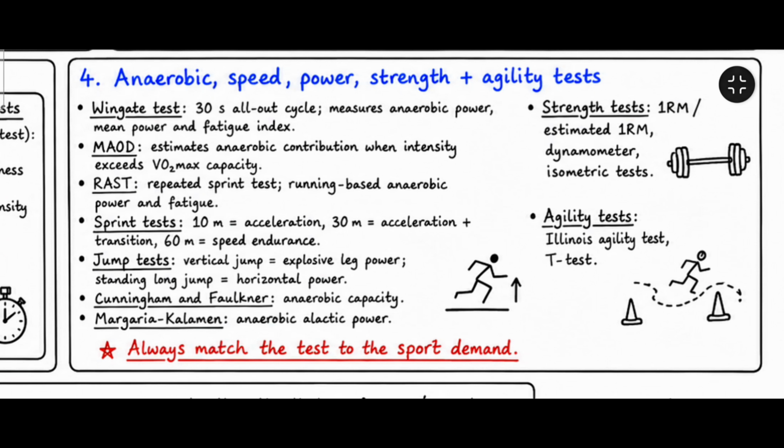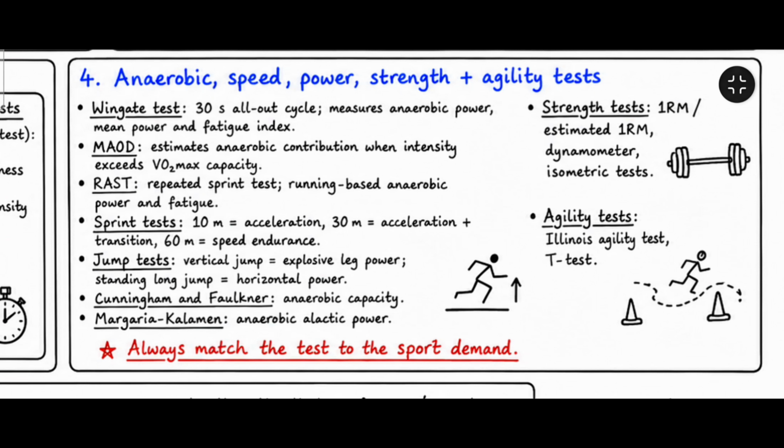Next, we have sprint tests, jump tests, agility tests, and strength tests. Let's start with sprint tests. So sprint tests are usually under 100 meters. So we have the 10 meters, which is basically measuring acceleration. We've got 30 meter sprint, which is measuring acceleration and transition. And then we've got 60 meter sprint, which is for speed endurance. So they obviously measure speed, acceleration, speed endurance, depending on the distance, as I've just listed.